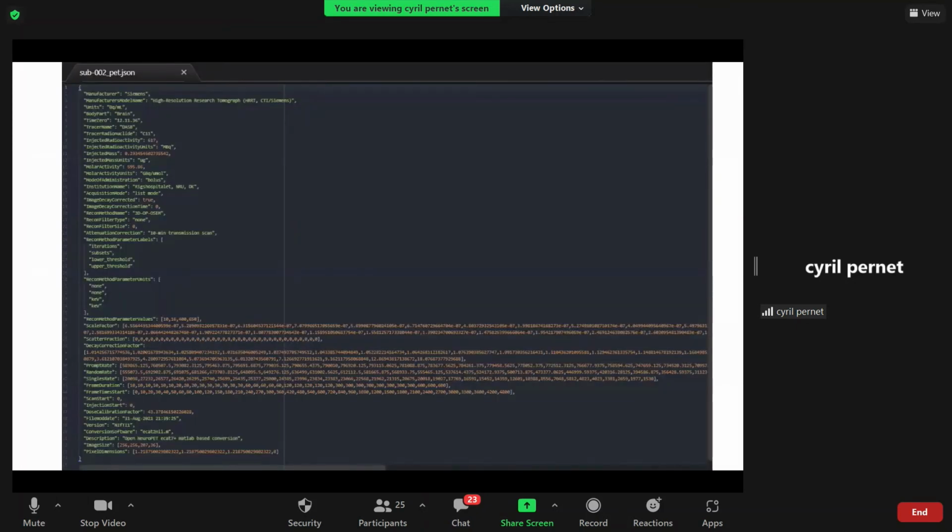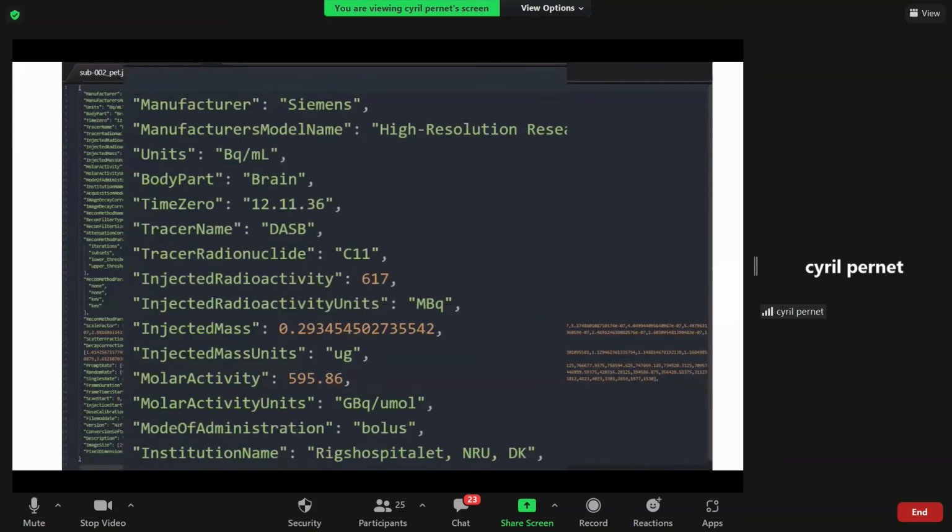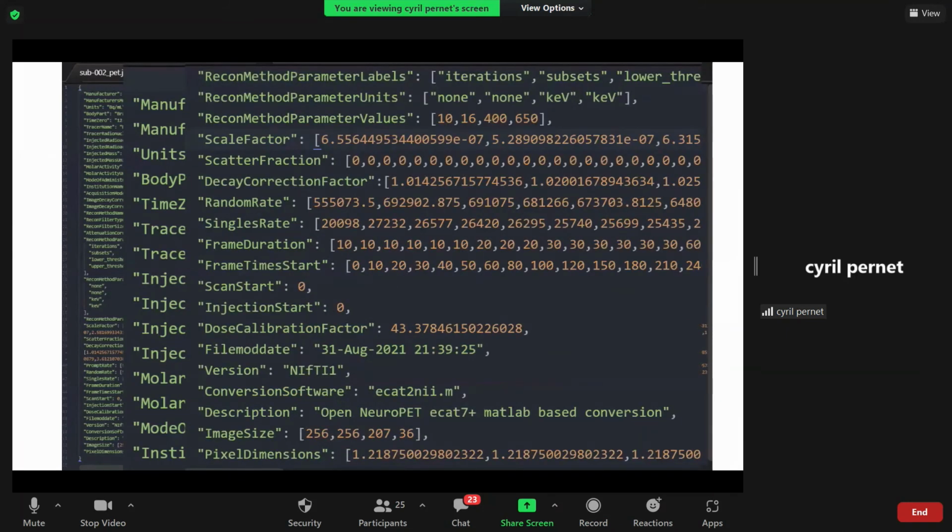This is what a JSON file would look like. And again, you would have things like what is your tracer, what is your radionuclide, all the kind of things which are typically not coming out of the scanner. Whereas all these other parts of a JSON file are also in the DICOM, or some of them.